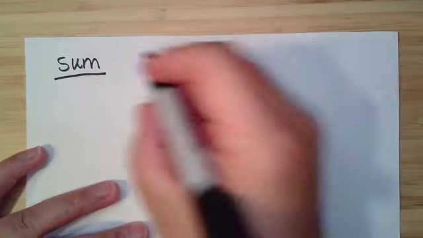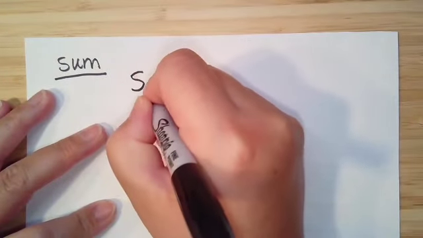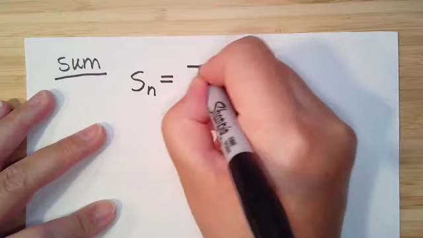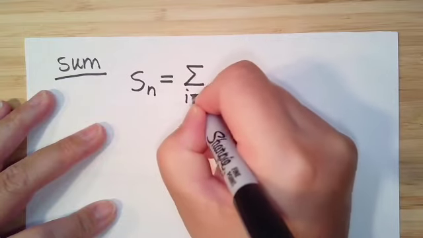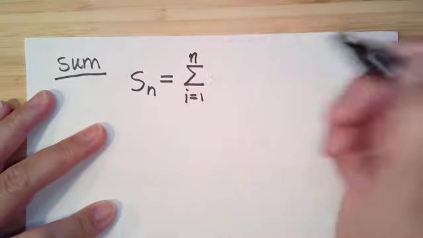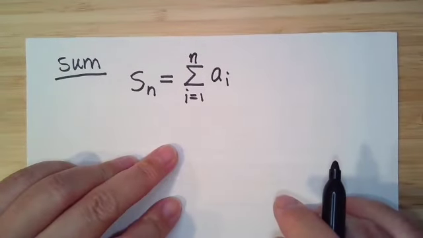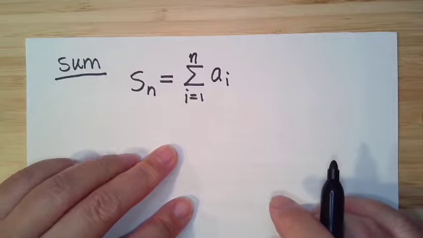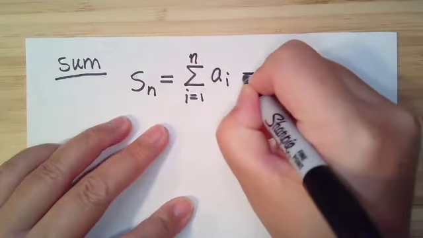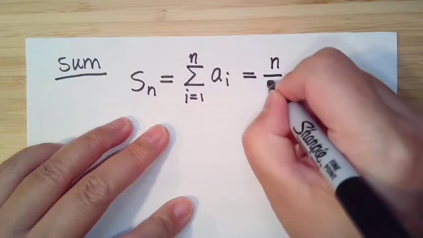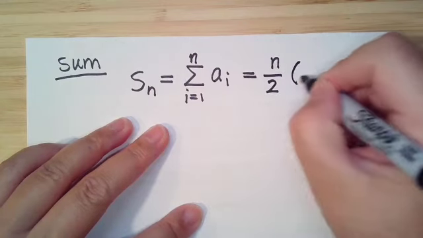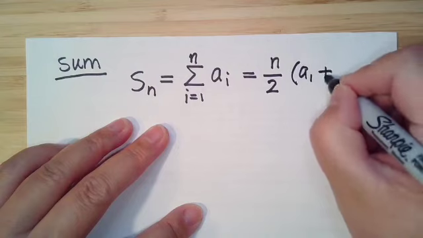Next, we're going to work on the sum. We'll find the formula of the sum of arithmetic sequence. So Sn, which is the sum from i equals 1 to n, so you know there are n terms, of ai. And this ai is an arithmetic sequence. So let me give you the formula, okay? Sn equals n over 2 times a1 plus an.